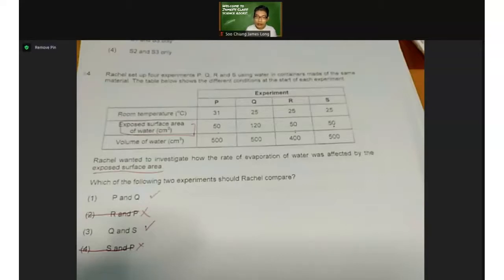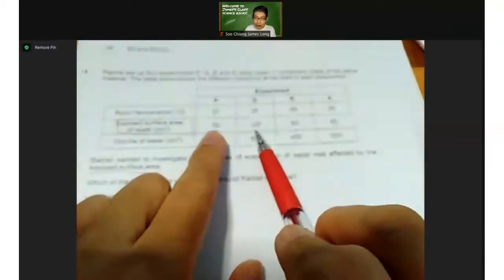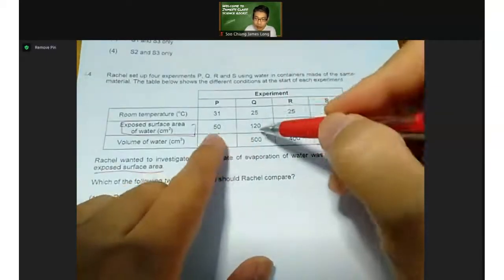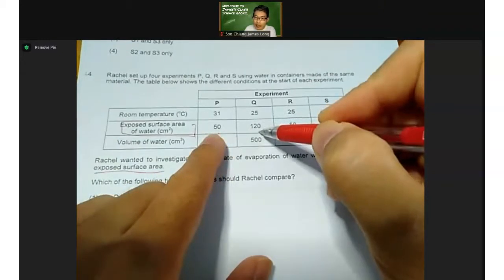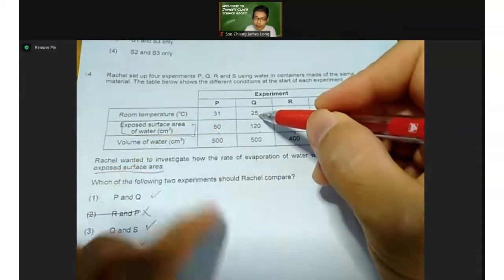Let's take a look at something else. The next idea you must know about doing a fair experiment is all the other variables must remain the same. So look at P and Q. These are different, alright, which is good. We want them to be different. Everything else must be the same. All the other variables, like the temperature, must be the same. Oops, they are different. So P and Q cannot be the answer anymore.